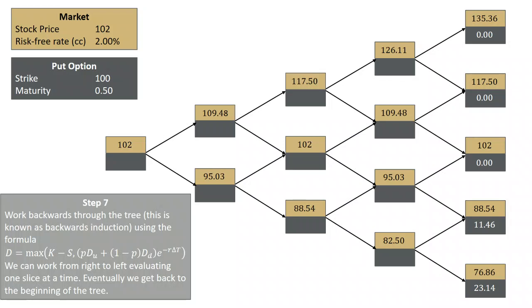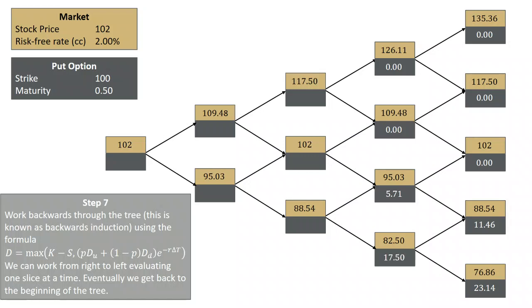So again, at 126.11, we wouldn't exercise that option, and the value of holding is also 0. At 109.48, the value of everything, both exercising or holding, is 0. At 95.03, we calculate the value of exercising, which is $4.97. We calculate the continuation value, $5.71, and so we'd rather have the $5.71.